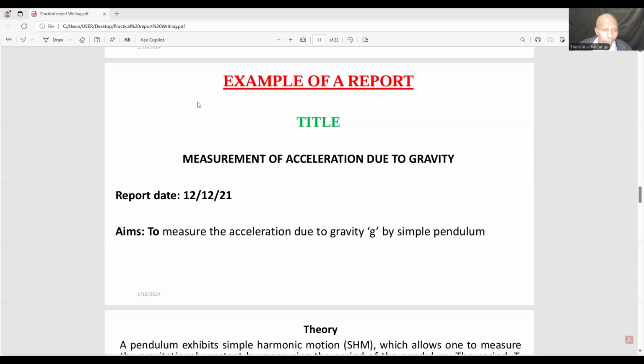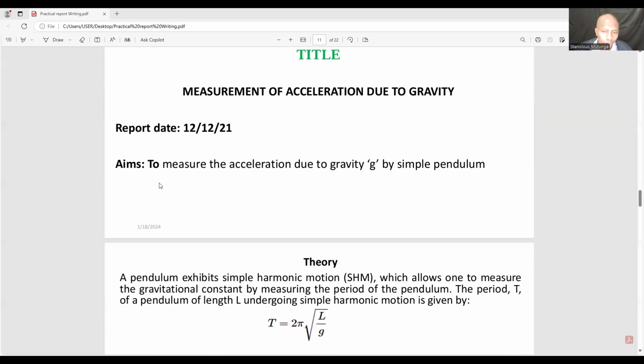After the date of the report, I have the aims or the objectives of the experiment. The objective of this experiment was to measure the acceleration due to gravity, g, by a simple pendulum. We said that the objective is always SMART. Ask yourself, how smart is this one? It's upon you to understand that, because we are still doing communication skills.